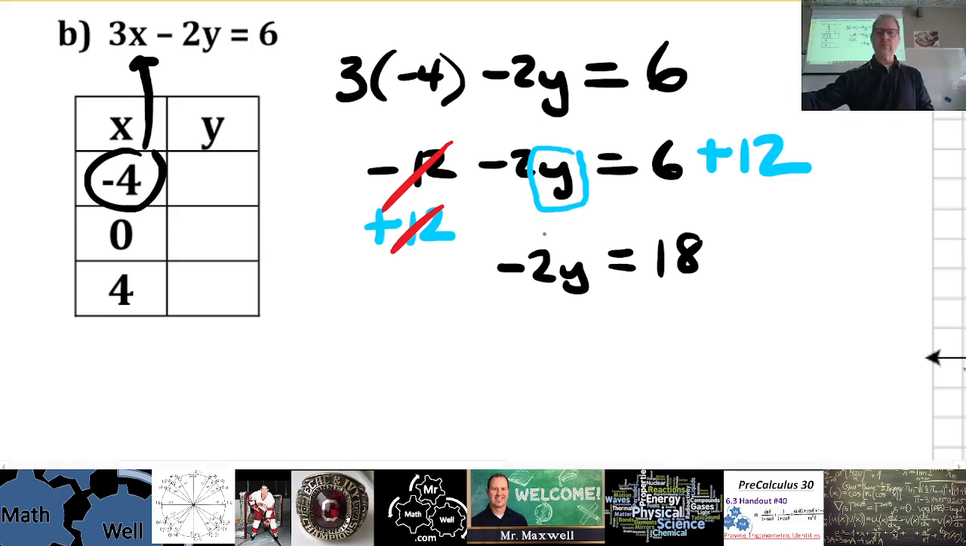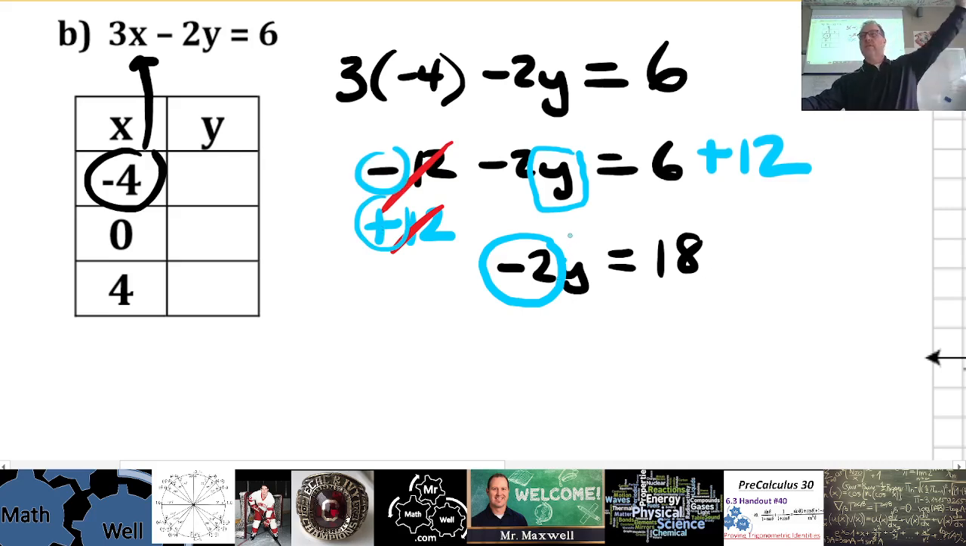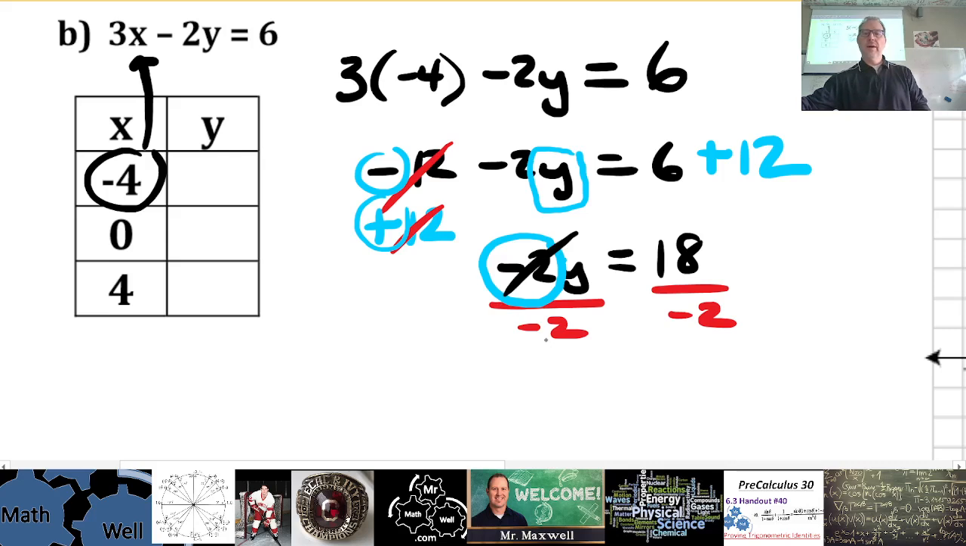Very important. Okay, I need to get rid of this negative 2. And this negative 2 is right now multiplied by y. So the opposite of multiplying, because we're doing opposite operations to get rid of things, right? Negative, minus, plus, minus, plus. Multiplying, the opposite is dividing. So let's divide both sides by negative 2. That will get rid of this negative 2. Negative 2 divided by negative 2 is just a 1. So that now is just y all by itself. 18 divided by negative 2 is negative 9.